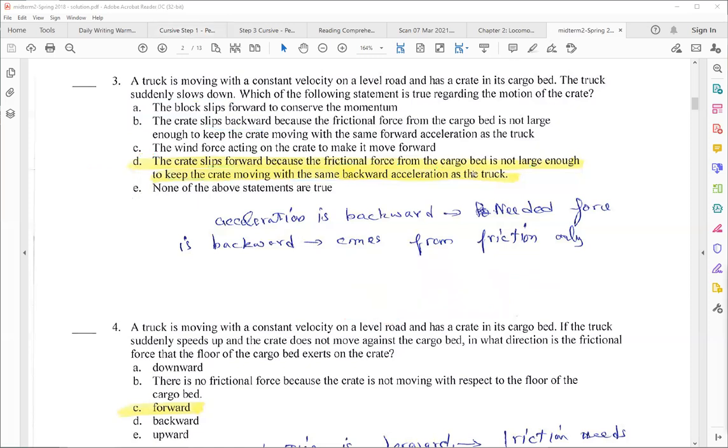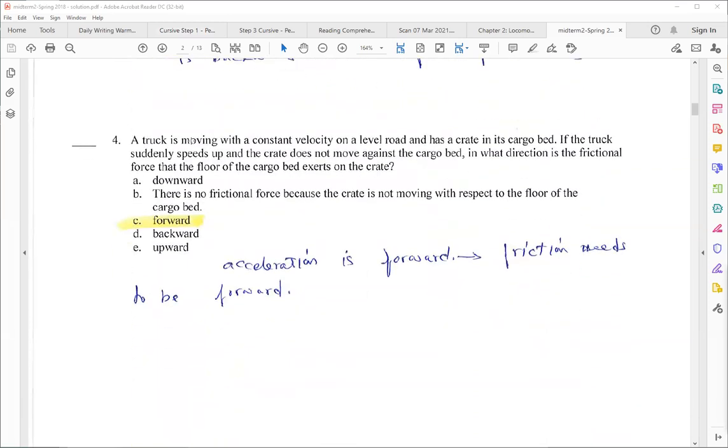Now, moving on to question 4. We have a truck moving with a constant velocity on a level road and has a crate in its cargo bed. If the truck suddenly speeds up and the crate does not move against the cargo bed, in what direction is the frictional force that the floor of the cargo bed exerts on the crate?